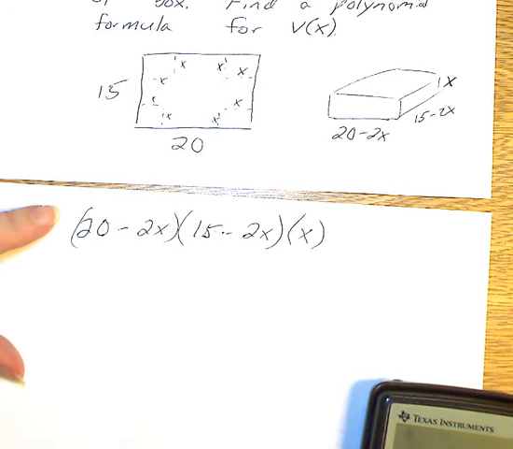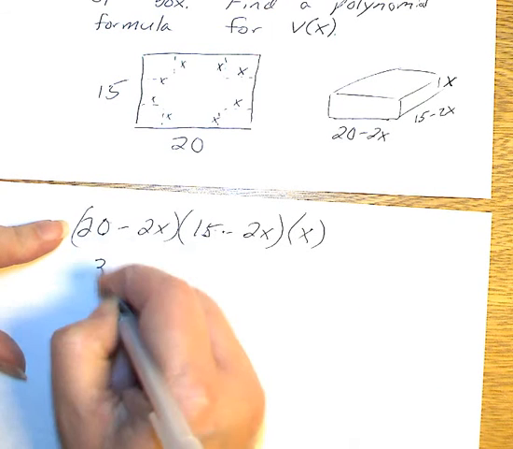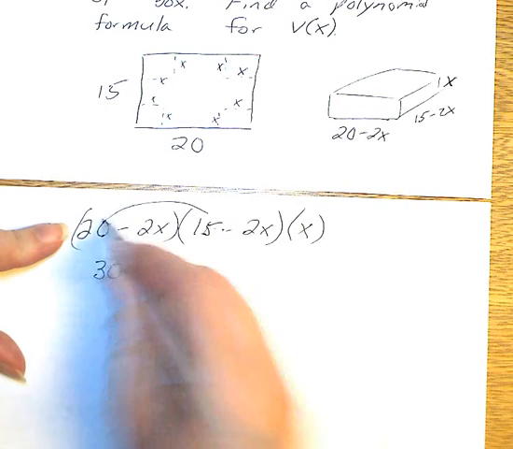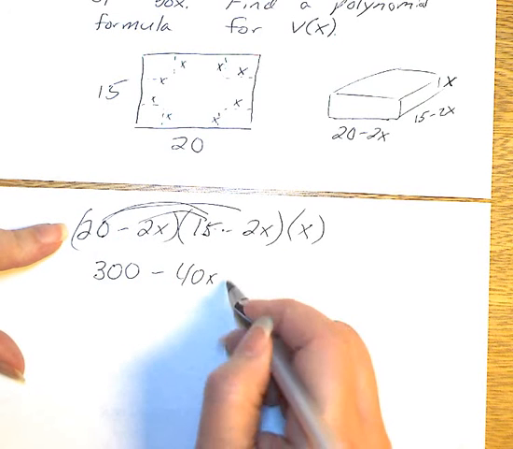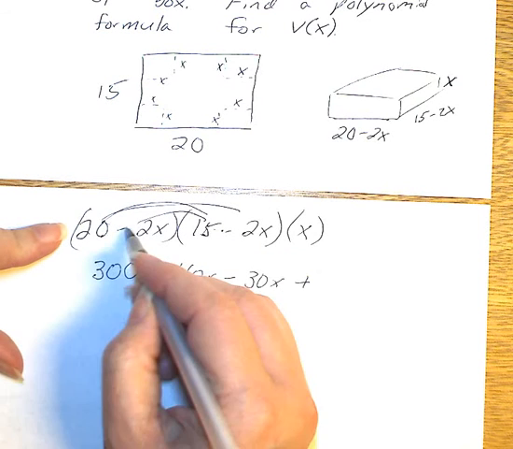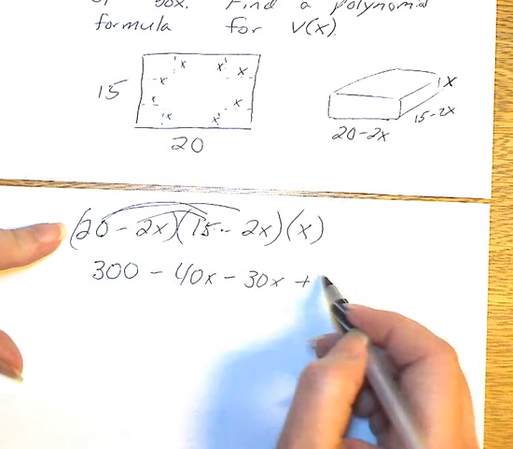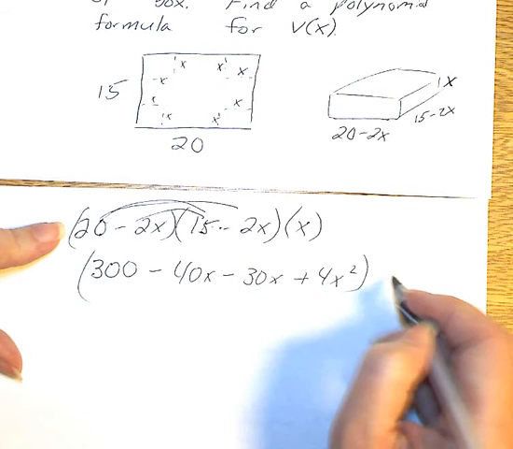So we have our 20 times 15, 300, minus my 40x, minus 30x. Negative is positive. 2 times 2 is 4, x squared. And I'm still leaving my x on the outside.